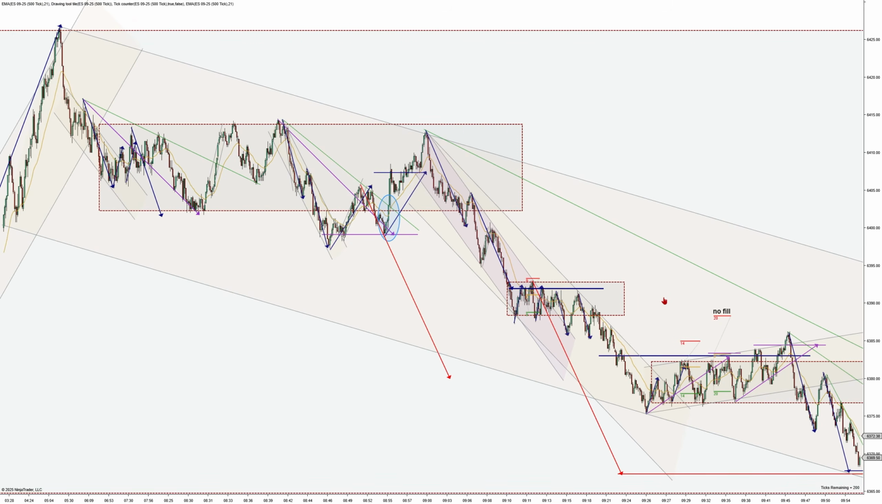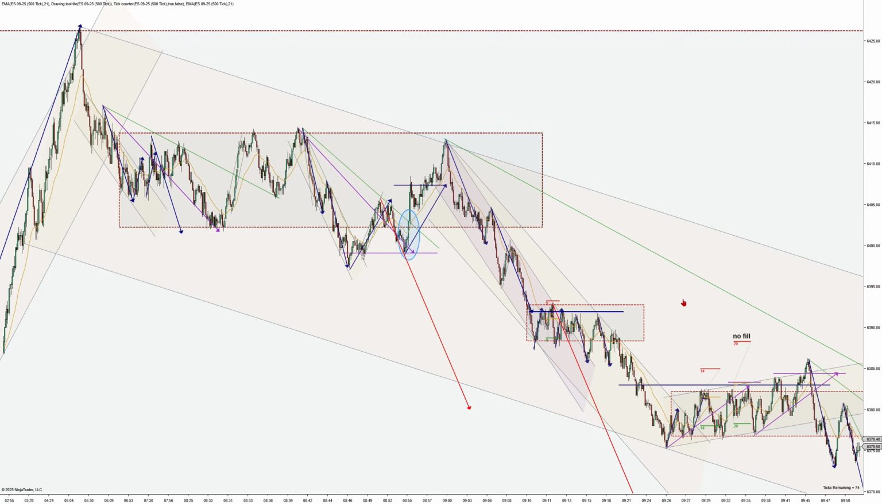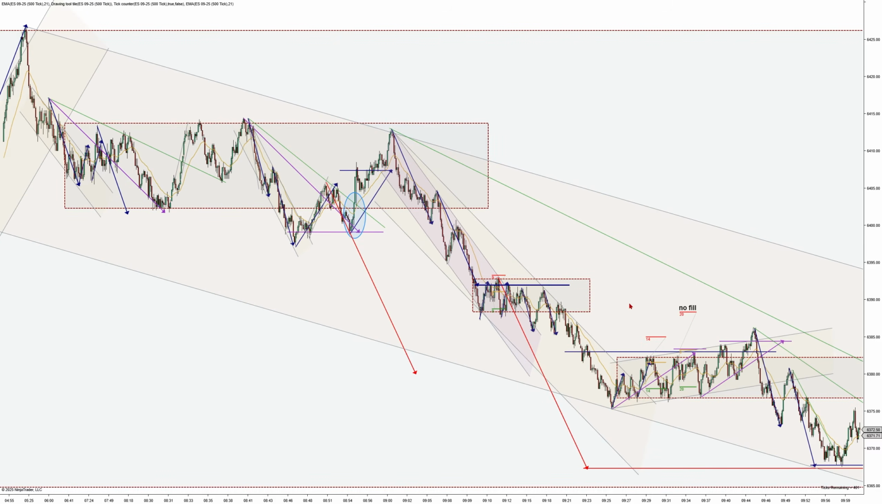this right here, what is that right there? I'm trying to remember why I have this measured move level drawn. Where is that from? I think it's from... Oh yeah, that's right.